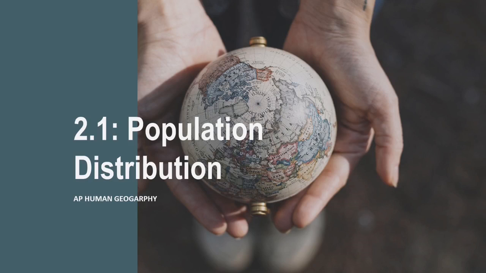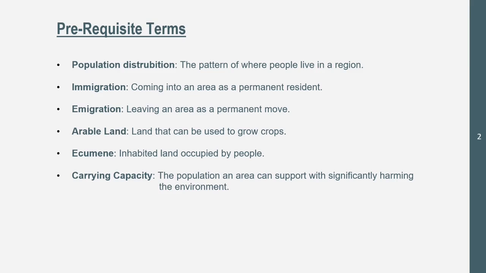AP Human Geography 2.1 Population Distribution. So prerequisite terms are population distribution, which is the pattern of where people live in a region. Immigration, which is coming into an area as a permanent resident. Emigration, which is leaving an area as a permanent move.